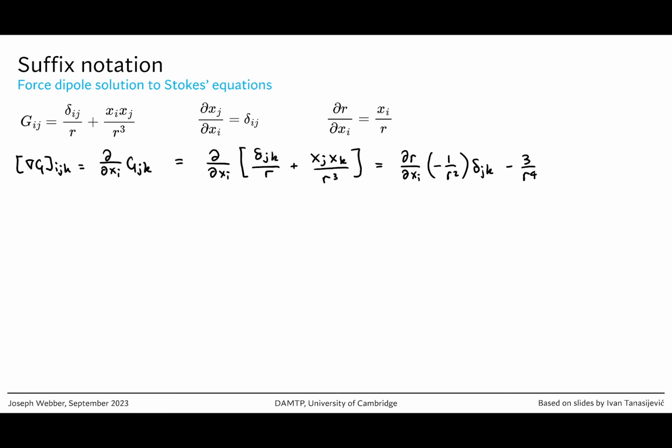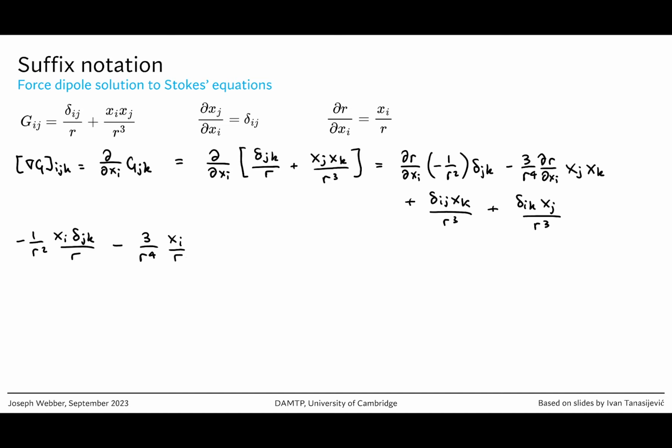Again, we get minus 3 over r to the 4 dr by dxi times xj xk, and we also get delta ij xk over r cubed plus delta ik xj over r cubed. Now we know what dr by dxi is, so we have minus 1 over r squared xi delta jk over r, and we have minus 3 on r to the 4 times dr by dxi again, which is just going to be xi over r xj xk, plus delta ij xk over r cubed, plus delta ik xj over r cubed.